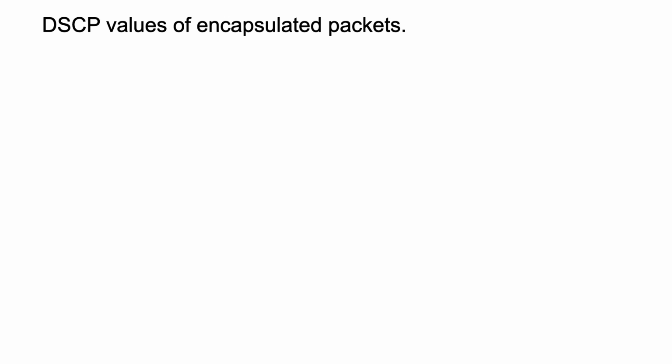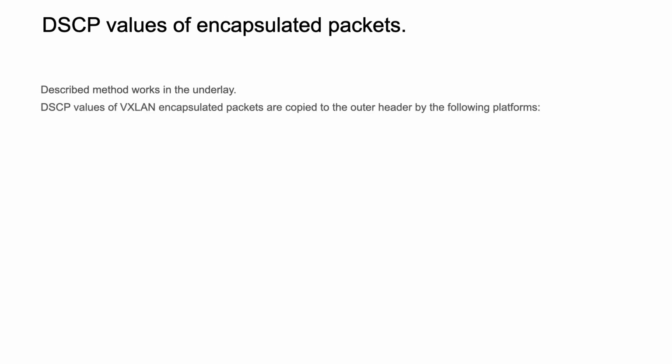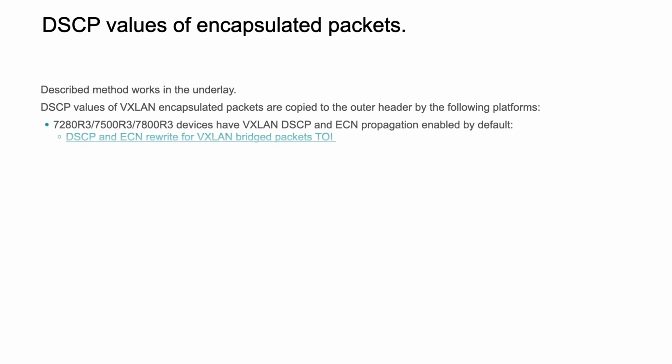This method works fine with regular packets, but many data center networks are based on VXLAN or other packet encapsulation techniques, where inner packet headers cannot be passed. Some Arista platforms can copy DSCP values from encapsulated packets to outer packet headers. Our flagship R3 series has this feature enabled by default. The details can be found in the DSCP and ECN rewrite for VXLAN bridged packets TOI.